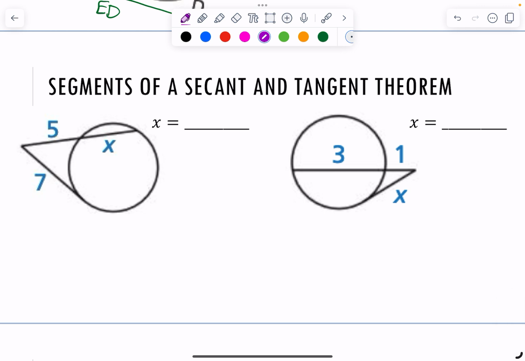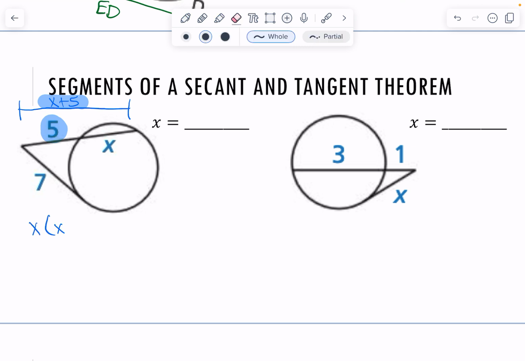So I'm going to start off. First thing I want to do is find the full length. So the full length of the secant here would be x plus 5. So now if I take the external times the full length, I'm going to get 5 times x plus 5. And that will equal the tangent squared, which would be 7 squared.